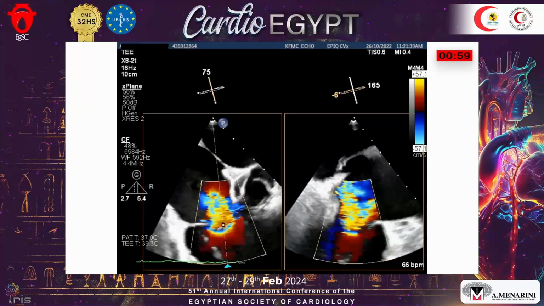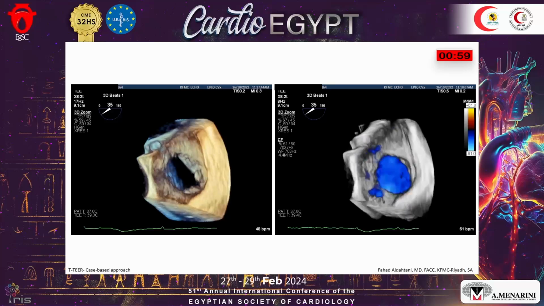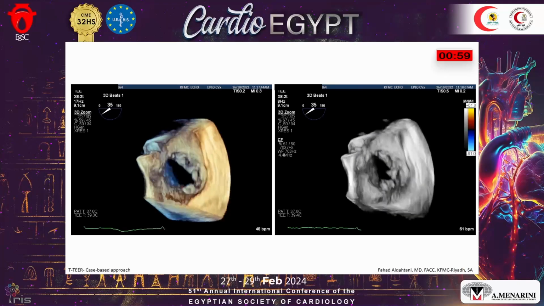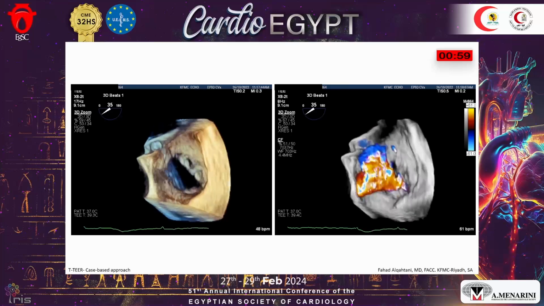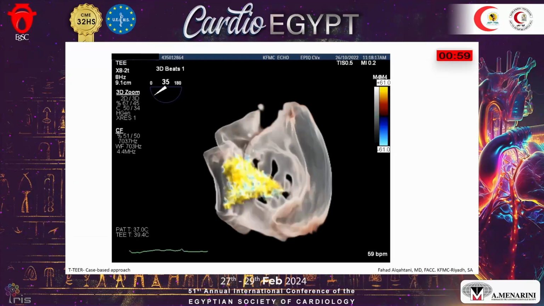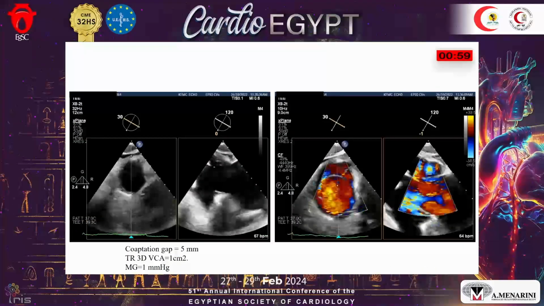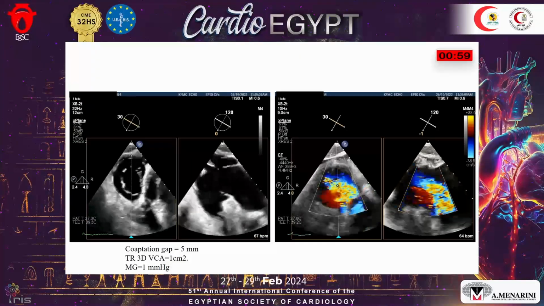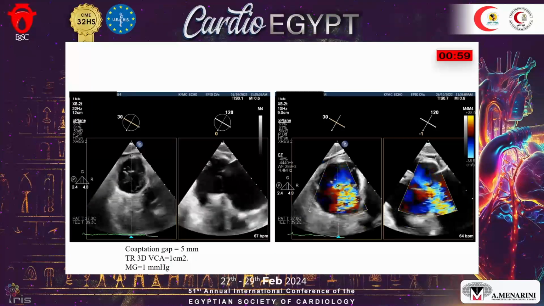This is another view also showing torrential TR. We usually also do 3D echo, and you can see the gap is central, and most of the jet is anterior septal. With the glass view also you can see it here. You can see the gap and the jet coming from that gap. And the transgastric view showing how wide the gap is.